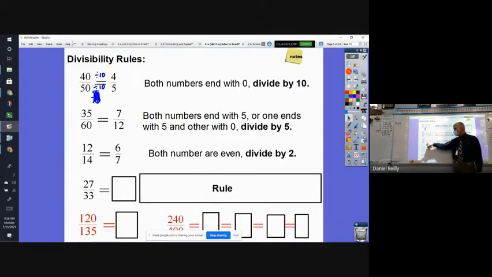So divided by 2 gives you 6 over 7. And again, you don't have to write this, how you get the simplification, but that's how you get it, right? These were both divided by 2. Okay, that's how you get them.